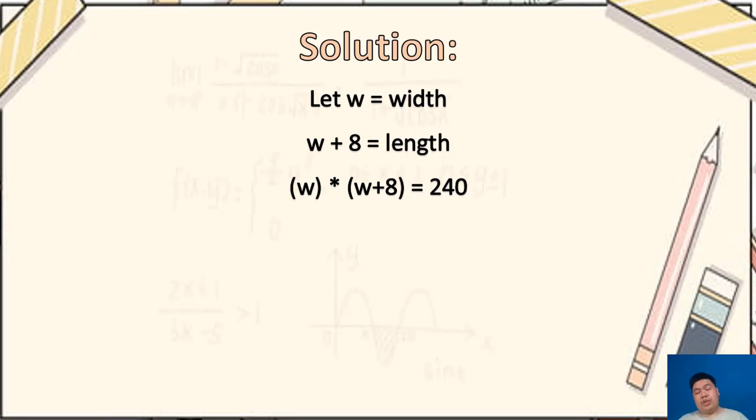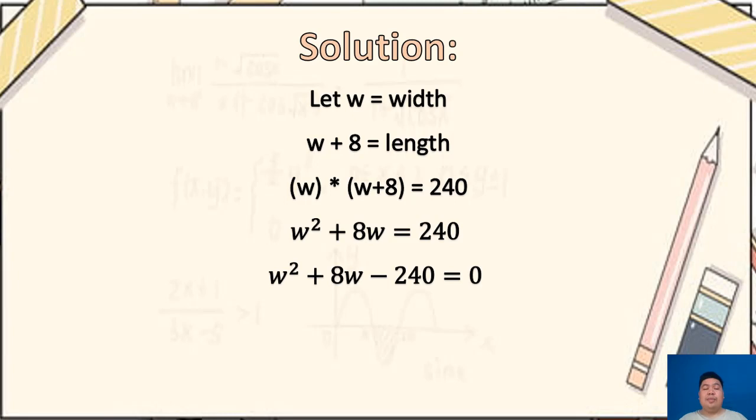W multiplied by 8, we have 8W, which is equal to 240. Then the next step is to transpose 240 to the left side, and it will become negative. So we will have the equation W squared plus 8W minus 240 is equal to 0. Then we will factor the binomials using trial and error. We will have W minus 12 and W plus 20.